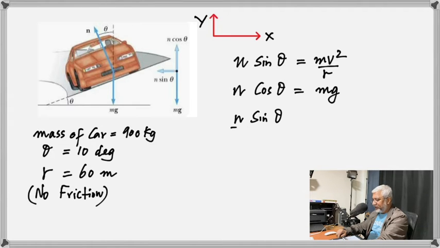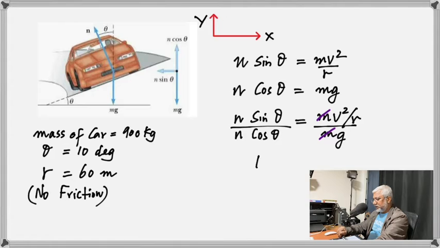Similar to what we did when we did the first question. It was the same setup. I hope you remember that. When you divide, the n's will cancel out. The mass will cancel out. And sine by cosine is tan. And you get v squared by rg.